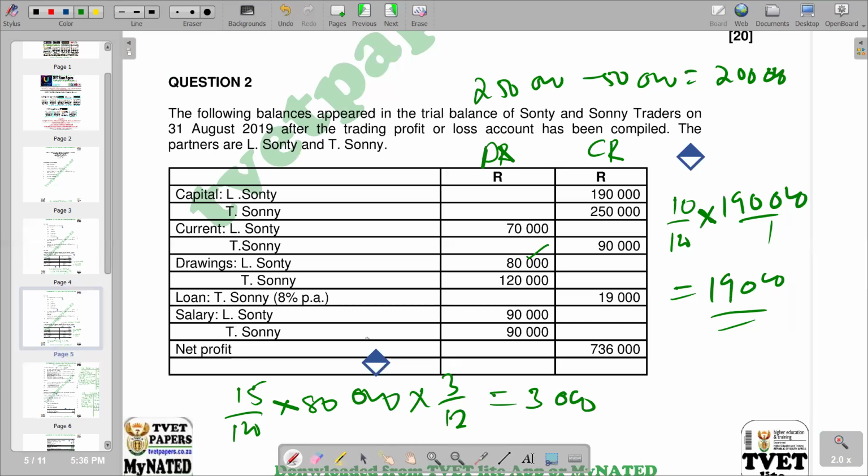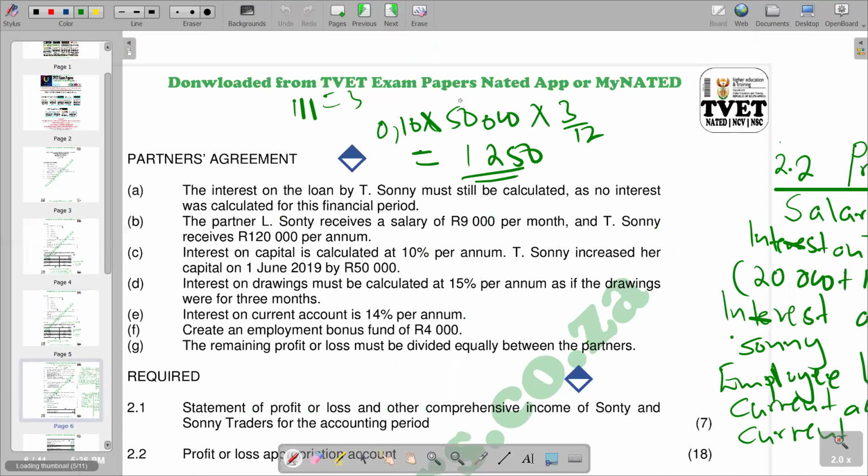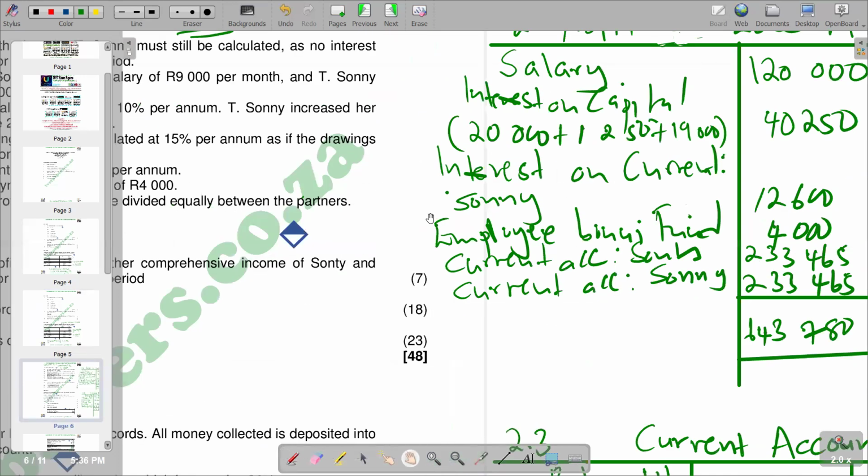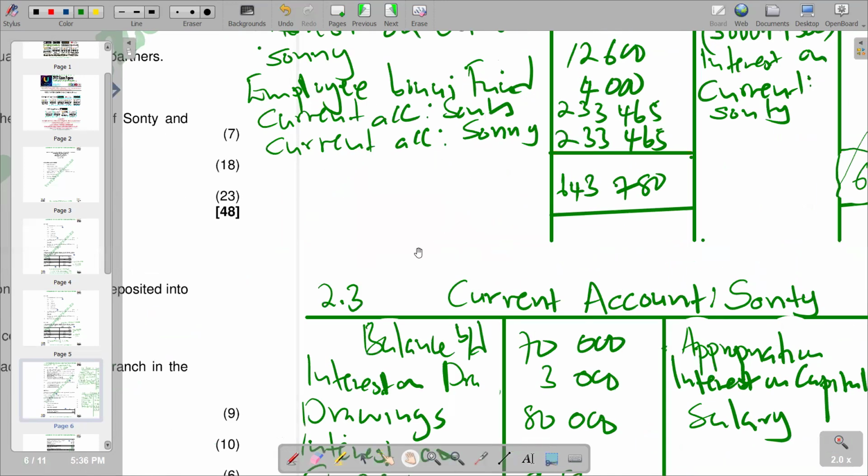So for the capital that was there for the whole year, we take 10% of 200,000, and then you are going to get your 20,000. So if you add 20,000 plus 1,250, you're going to get 21,250, which is exactly what we are having in our appropriation here, which is for Sonny. And we get 21,250 as interest on capital on the credit side again.